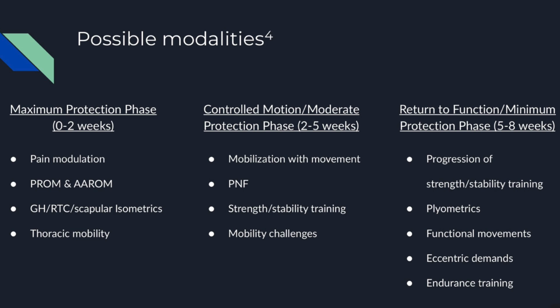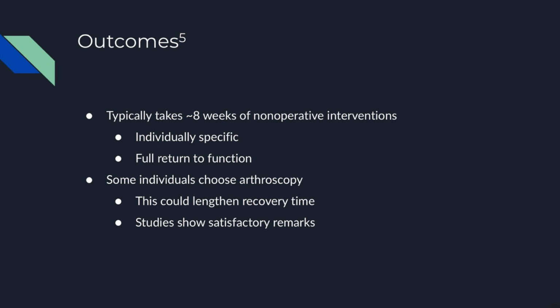Then the return to function and minimum protection phase, progress those strength and stability training using different energy systems, doing plyometrics, more functional movements, getting them back to whatever they came in the clinic saying they weren't able to do. Eccentric loading and endurance training to get back to their day-to-day ADLs. So some of the outcomes, again, this is very dependent on stuff like age, compliance, comorbidities, the degree of their tearing.